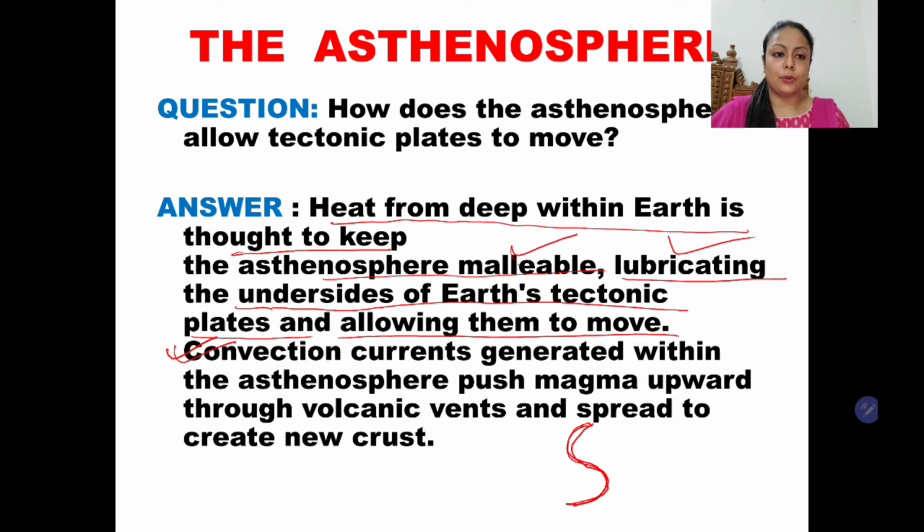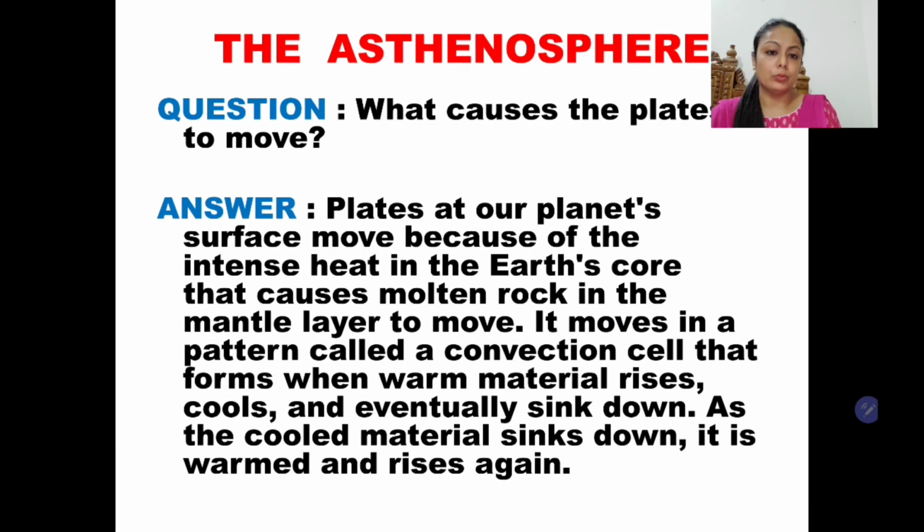So how has this formed? When there was a crack in the lithospheric slab, magma came out from the mantle and spread and cooled down to form this mountain or sharp-edged ridges, the mid-Atlantic ridge. So children, this is how the asthenosphere allows the tectonic plates to move.